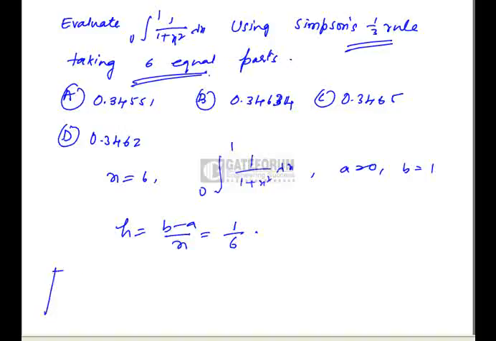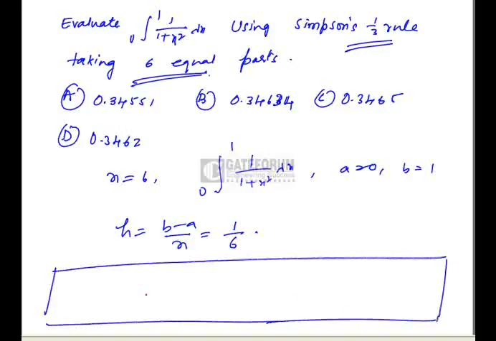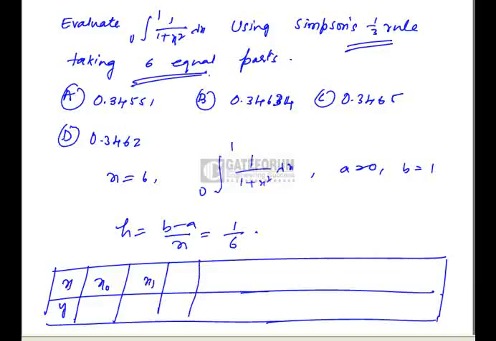In order to calculate this integral by Simpson's rule, let us find the Simpson's variables. Let us take x and y. So x0, x1, x2, x3, x4, x5 and x6, so that the total intervals will be 6. Now x0 will be 0, x1 will be 1 by 6, x2 will be 2 by 6, that is 1 by 3, x3 will be 3 by 6, that is 1 by 2. Now x4 will be 4 by 6, that is 2 by 3, x5 will be 5 by 6 and x6 will be 6 by 6, that is 1.